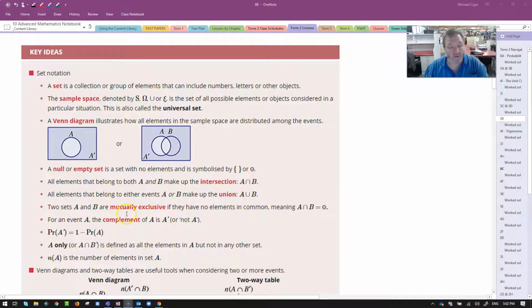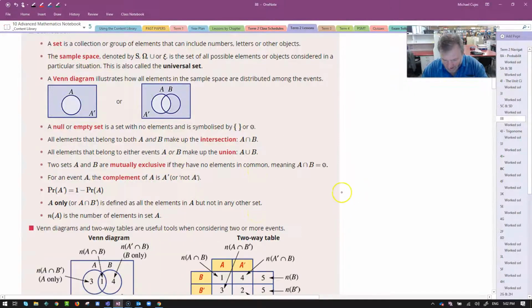A couple of definitions you may not remember from last year. Sets are mutually exclusive if they have no elements in common. And what would that usually look like if I was to draw a Venn diagram for them? I would have set A over here, set B over there, and no intersection between the two. Fair enough.